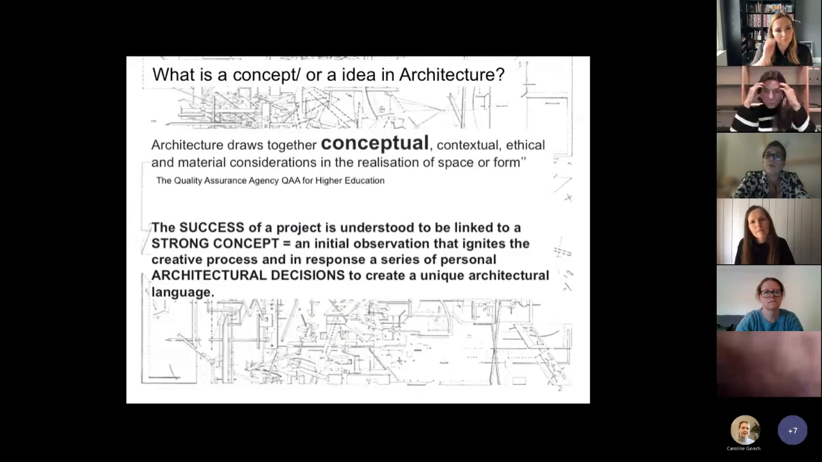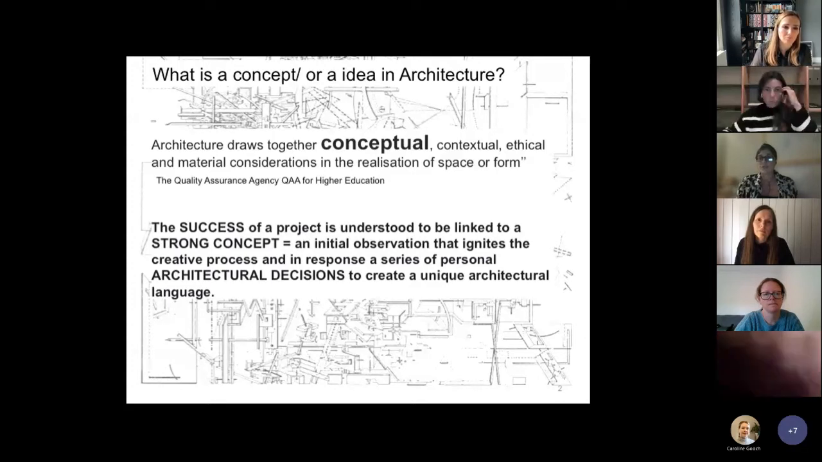So just to put the concept in context of the entire process, here is a quote by the Quality Assurance Agency, the QAA for Higher Education, which says that architecture draws together conceptual, contextual, ethical and material considerations in the realization of space and or form. So we're going to be talking about the concept bit today and how it relates to everything else and the entire process.